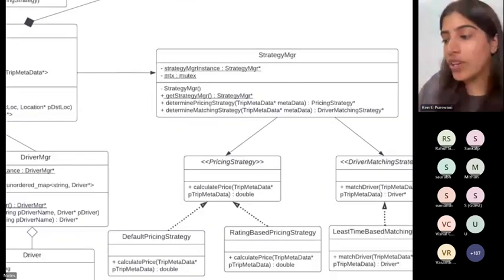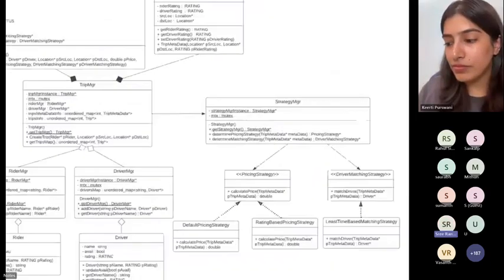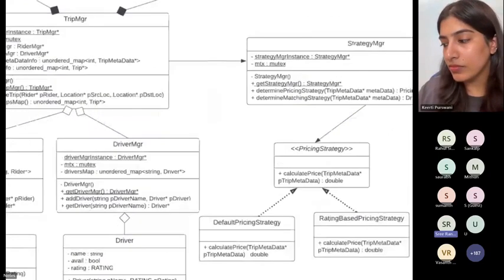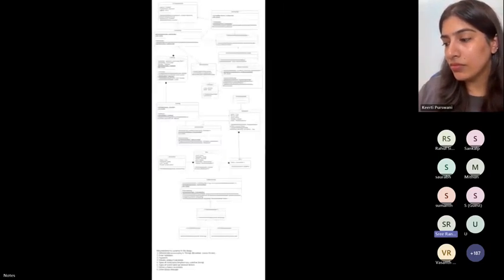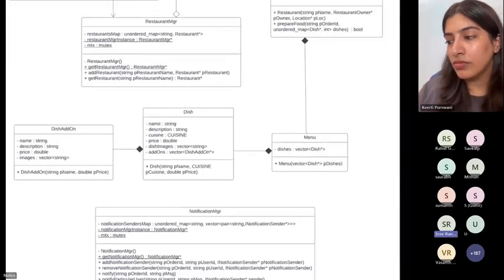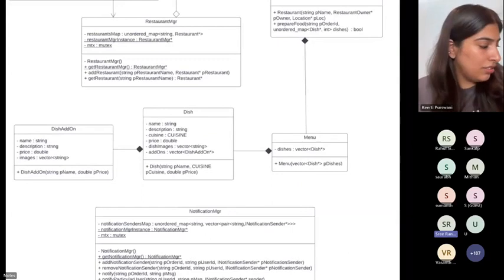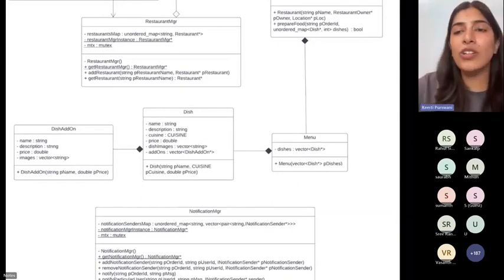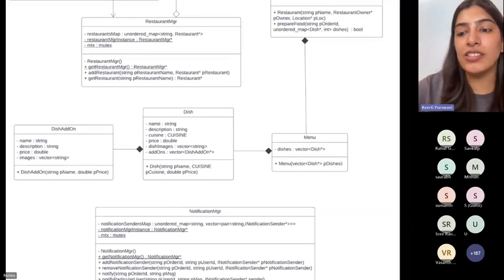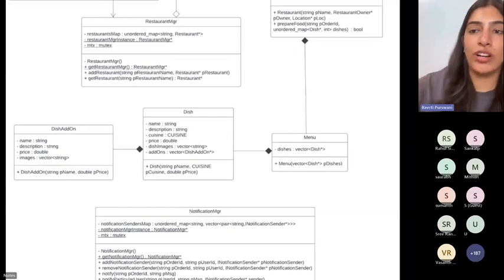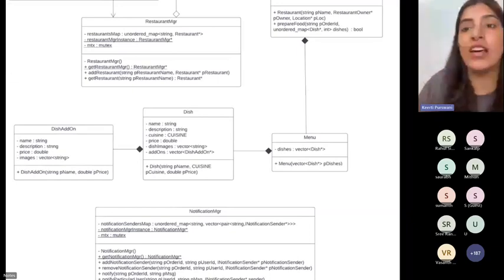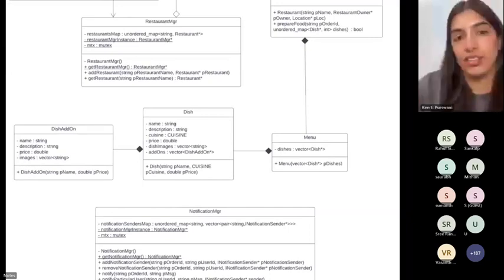Kirti, one question. If strategy manager has pricing strategy, in that case also should it be dotted? I understand implements should be dotted, but for aggregation also should we make the line dotted? Yeah, so whenever you're dealing with interfaces, the guideline is usually that you should make it dashed, to show that this is an interface. Even if it is association, aggregation, whatever it is, if it is an interface, just make it dashed. That is the usual guideline.